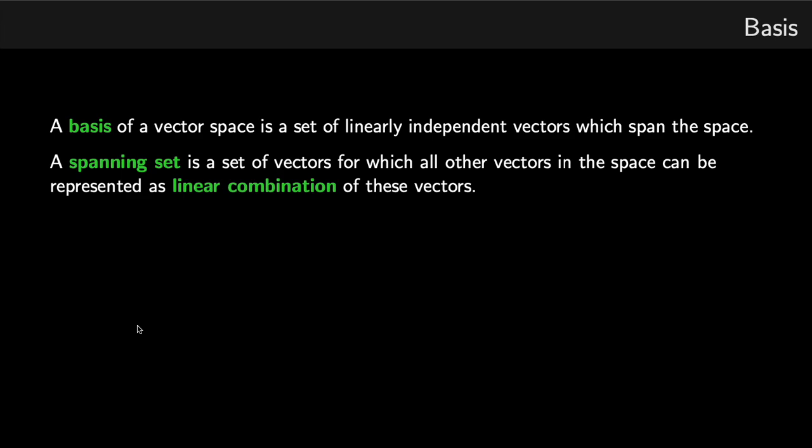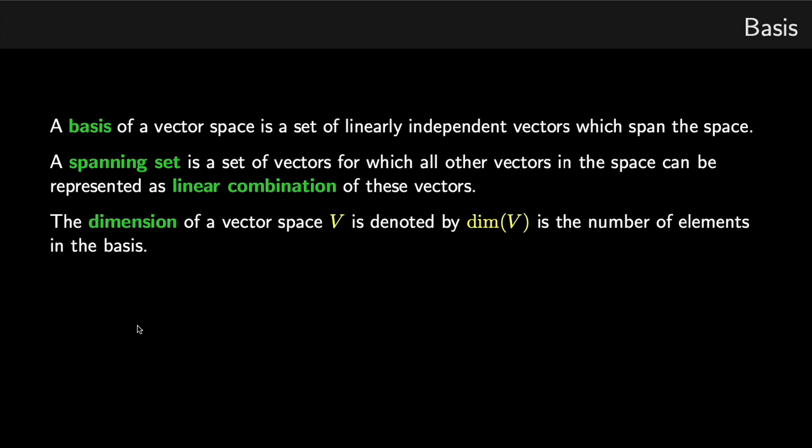Well, a spanning set is a set of vectors where all other vectors in the space can be represented as a linear combination of those vectors. And we've got another idea, the dimension of a vector space, which is denoted by dim and then the name of the vector space, and that's the number of elements in our basis.